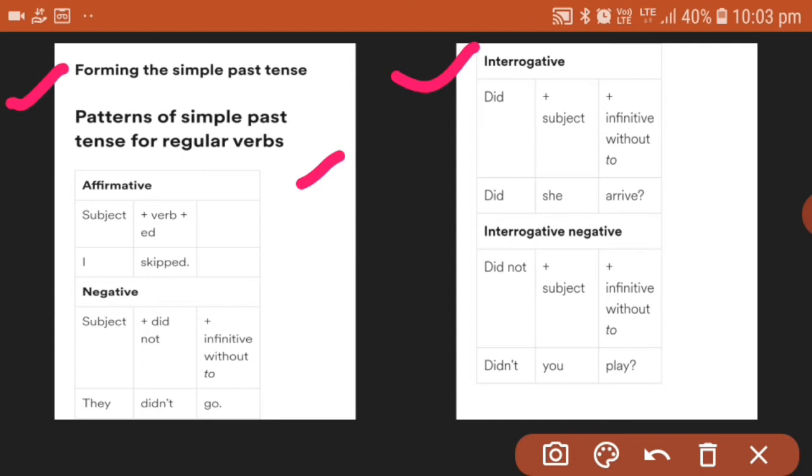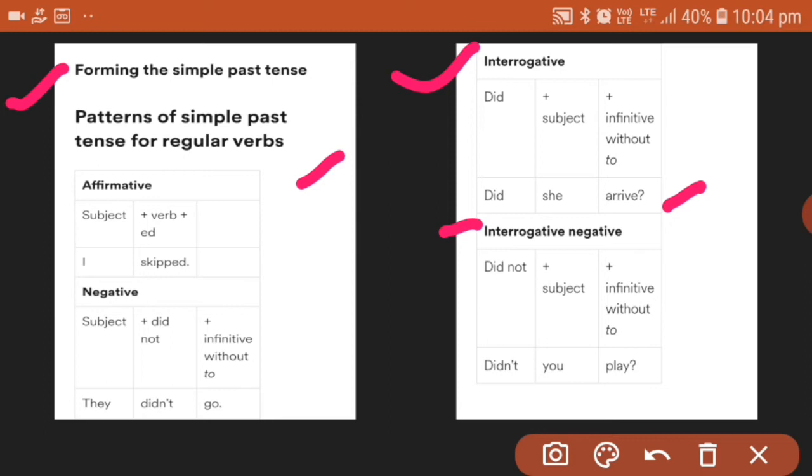Interrogative sentences. Students, I had told you that in interrogative sentences we have to place the helping verb before the subject. Yes, students, here you can see in this sentence, did she arrive, and after arrive there is a sign of interrogation. Next is interrogative negative. It means in the question the sense is negative.